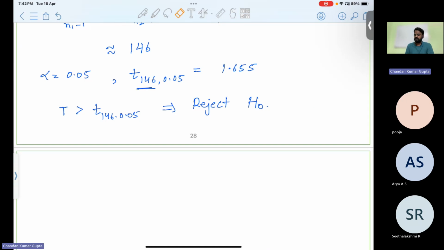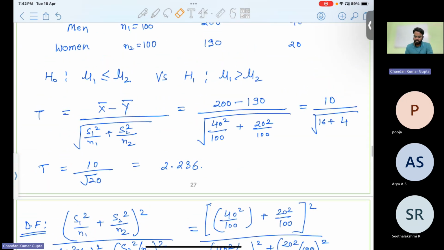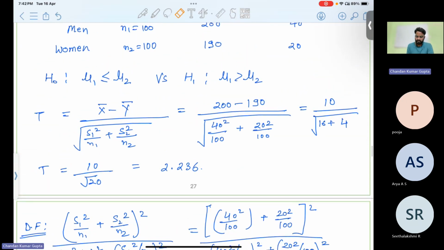Okay, that means we conclude that men spent more than women. We reject H naught, that is, this is not the right one. That means this is the acceptable one, which means mu1 is greater than mu2. That means men spent more money than women.